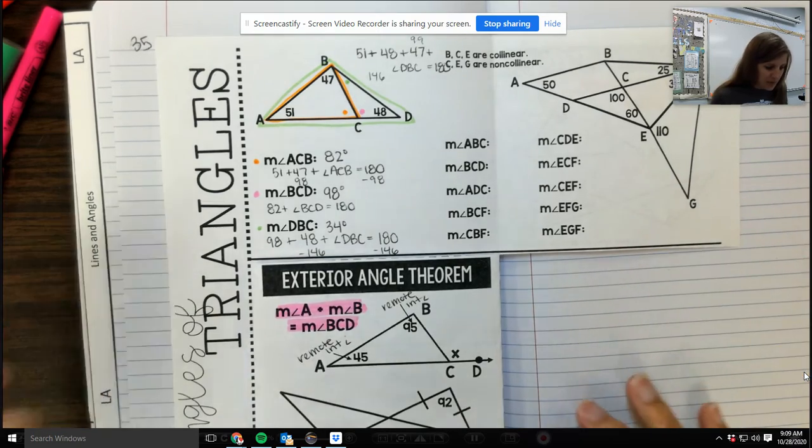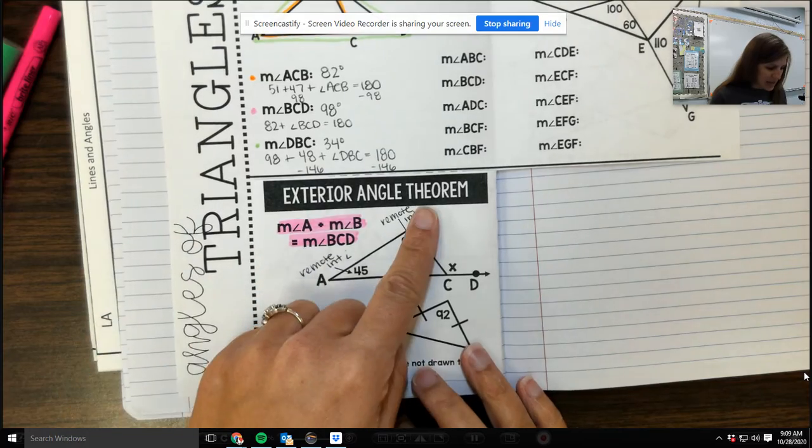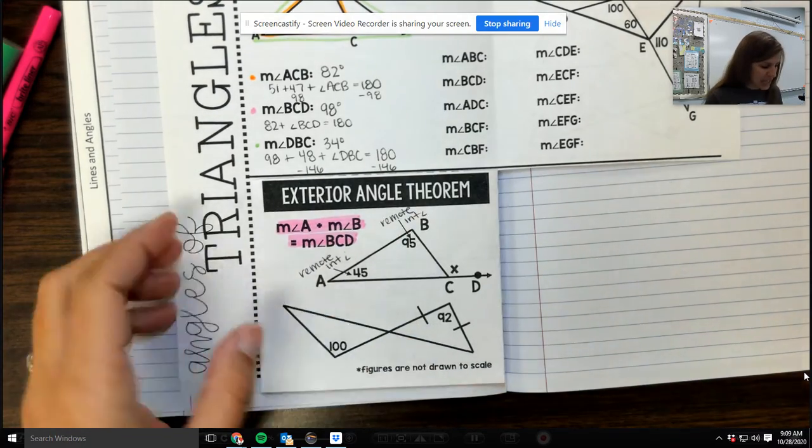Maybe we're going to skip that one for now. We'll come back to it together. Down here, let's try some exterior angle theorem stuff.